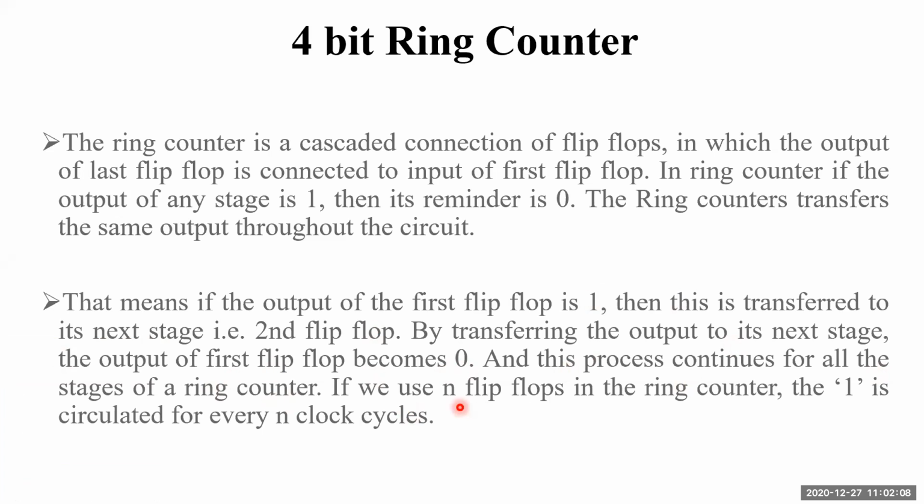If we use n number of flip-flops in a ring counter, the 1 is circulated every n clock cycles. Means for every clock cycle, the shifting of this output will take place. Whenever the output of the first flip-flop is 1, on the arrival of the clock pulse, that 1 will be shifted to the next flip-flop, and whenever it is shifted, the output of the second flip-flop will become 1, and the previous flip-flop's output is going to become 0. So this goes on continuing for n number of stages, for all the stages which have been connected. If you are talking about a 4-bit ring counter, this process continues for the 4 stages of the ring counter.